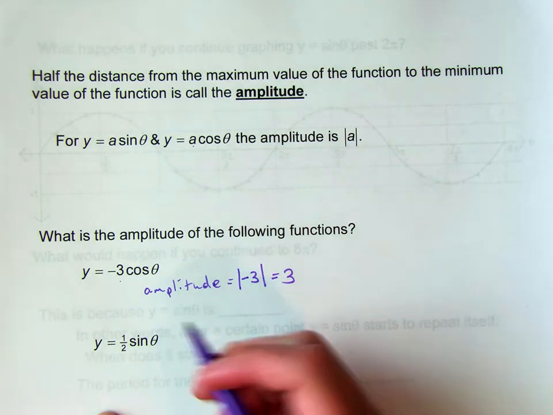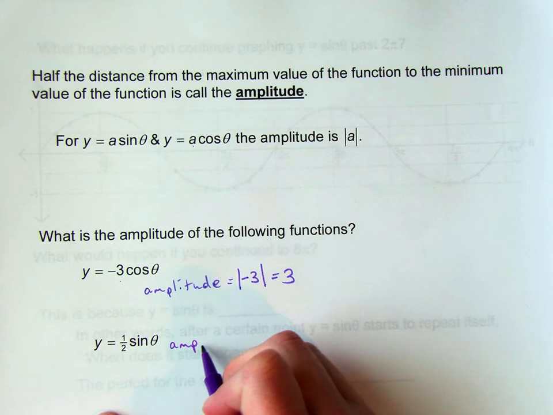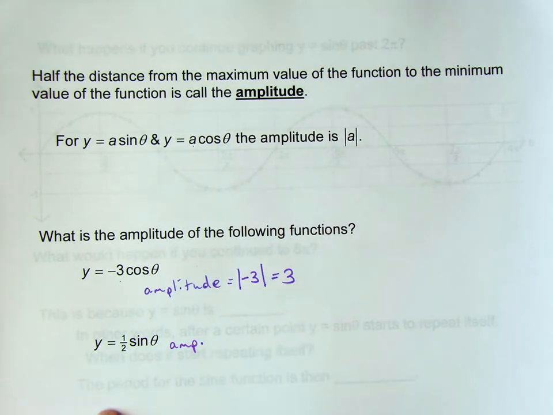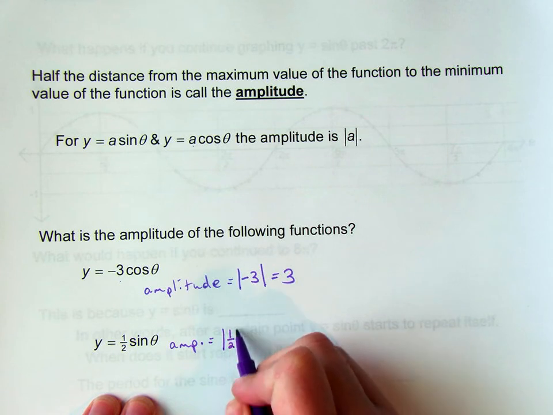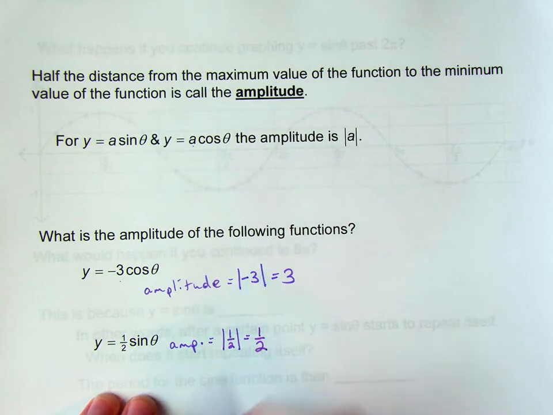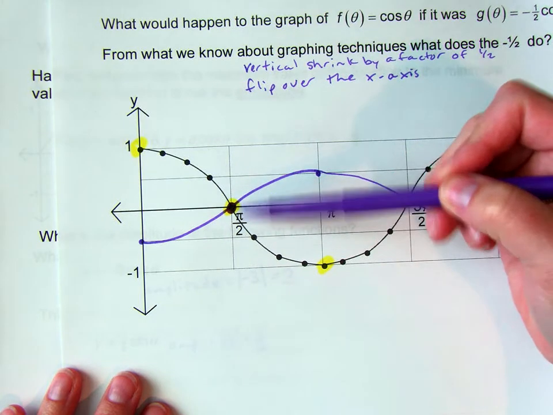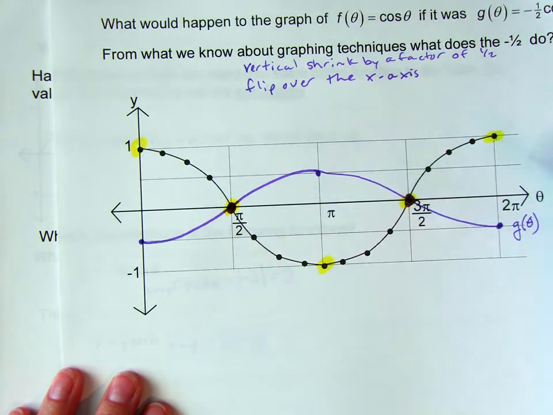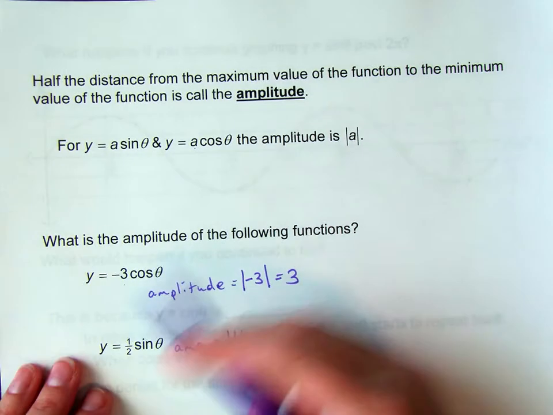Okay. Our amplitude for y equals 1/2 sine theta, I'm going to abbreviate amplitude. Our amplitude is the absolute value of our a. Our a is 1/2, so the absolute value of 1/2 is 1/2. In other words, these are asking us how far are we away from this center line. So, looking at the equation, we can get that. We can also get that from looking at the graph.